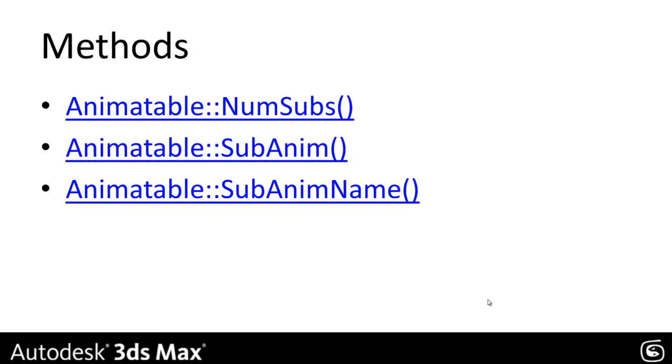So there are these fundamental methods: the number of sub-animatables, the sub-animatable at an index based on the total number, and then sub-animatable name. And this one is really important because this is what the UI uses to display the component in things like the track view. Okay, so if you forget to implement the name, you're going to have empty things showing up in the tree view, for example.